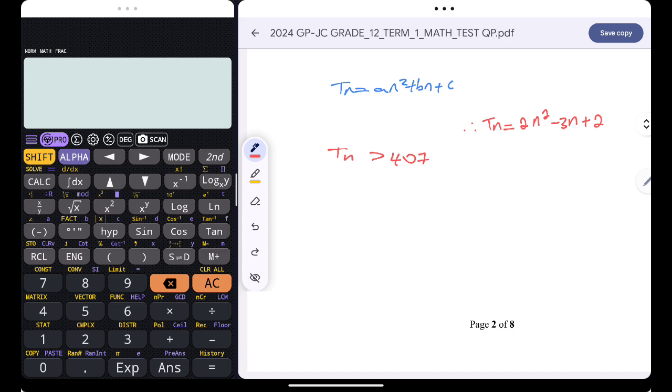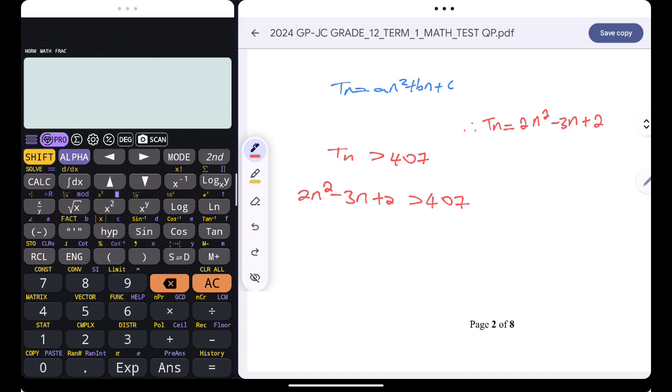Are you together? I can only find that if I solve this inequality, right? But remember that Tn is equal to that guy over here. So I'll simply take 2n squared minus 3n plus 2 is greater than 407. Are you together? And then I'm solving inequalities, guys.